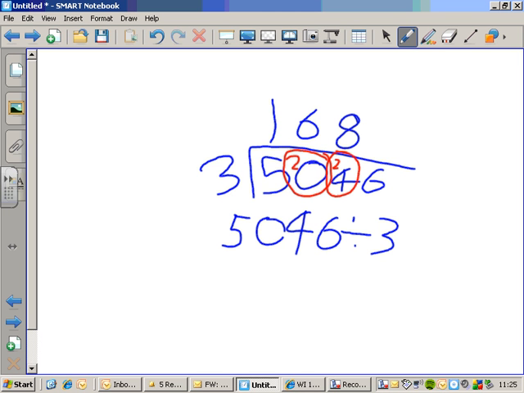Now, Mitch, what is 6 divided by 3? 2. And how do we know? Because 6 divided by 3 equals 2. Okay, now we go on to an even harder sum.